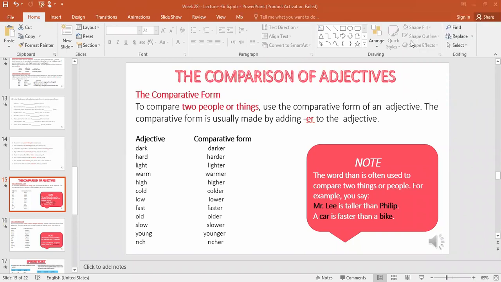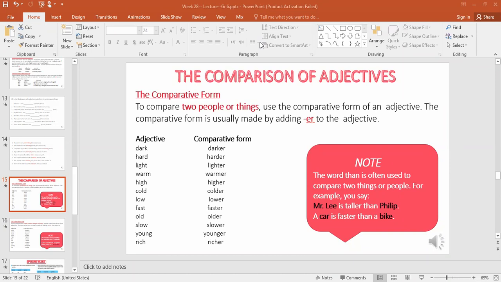First of all, let's start with the comparative form. When I say comparative form, it means I am comparing two people or two things or two places. We use the comparative form of an adjective to compare two people, two things, or two places, not more and not less, two. The comparative form is usually made by adding er to the adjective.